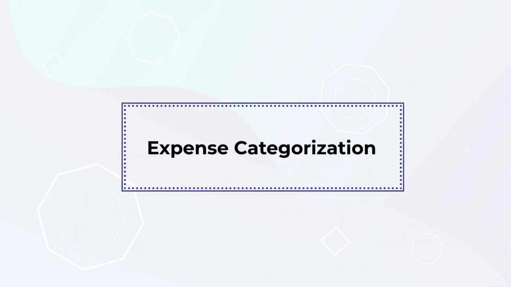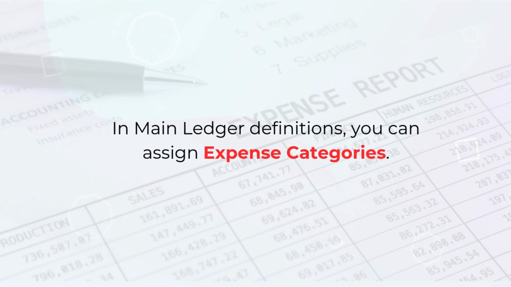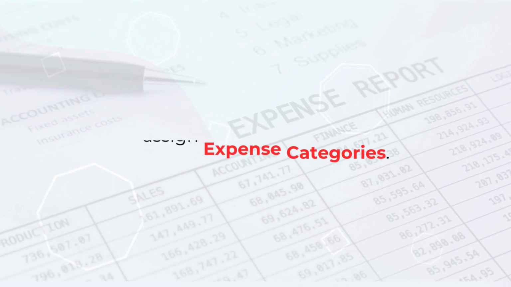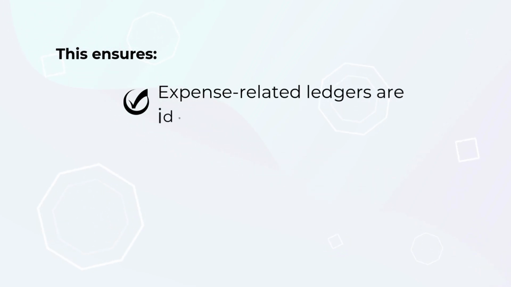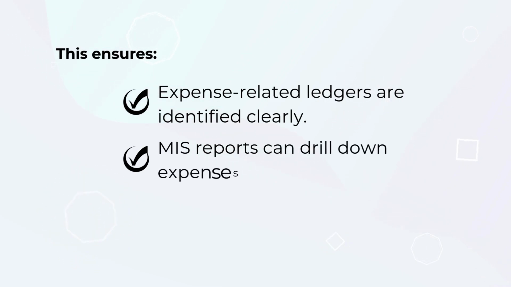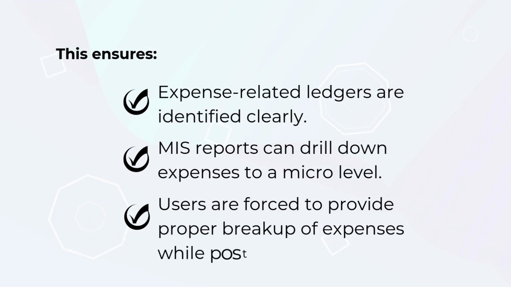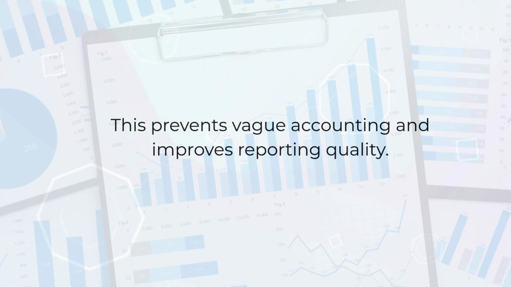Expense categorization. In main ledger definitions, you can assign expense categories. This ensures expense-related ledgers are identified clearly. MIS reports can drill down expenses to a micro level. Users are forced to provide proper breakup of expenses while posting entries. This prevents vague accounting and improves reporting quality.